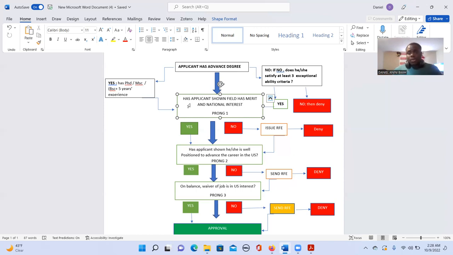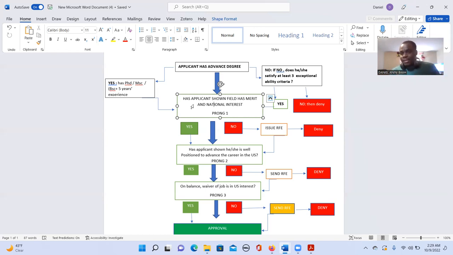So after the officer identifies that this applicant has satisfied the first prong test, he goes on to the next one, which asks whether the applicant shows that he is well positioned. Now let me explain this one further. The first prong test has to do with the merit of your field and the national interest. At that point, you are not beginning to talk about yourself. You are talking about your field. So the emphasis on the first prong test should be your field of endeavor.